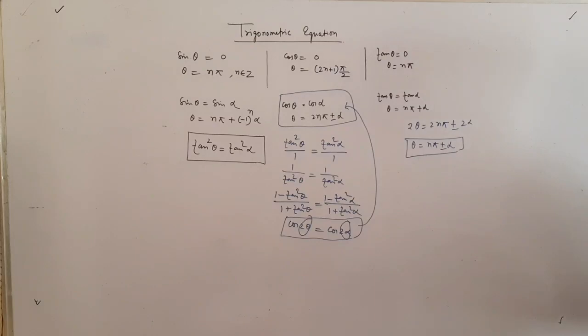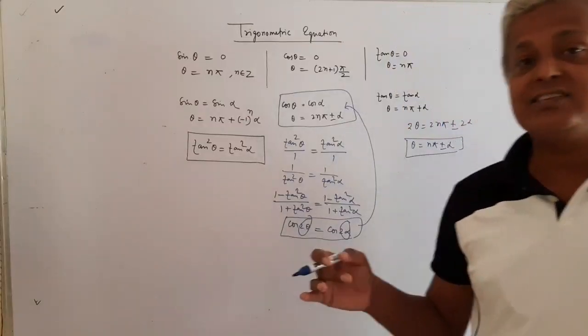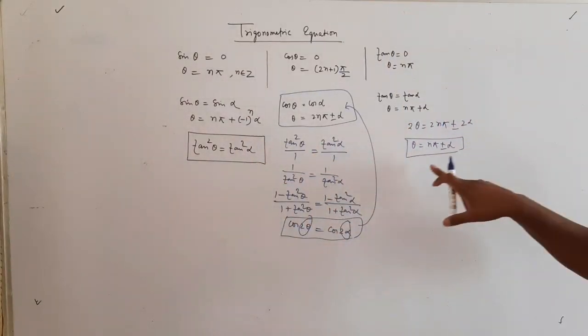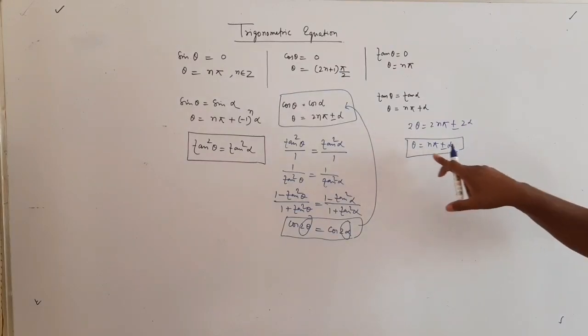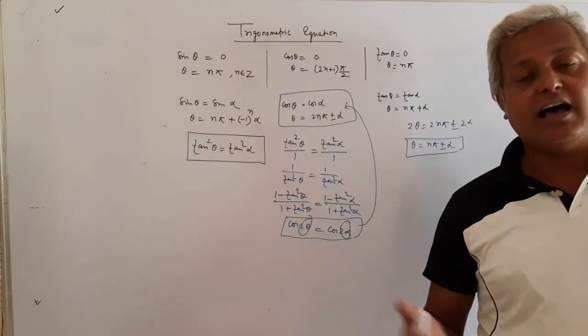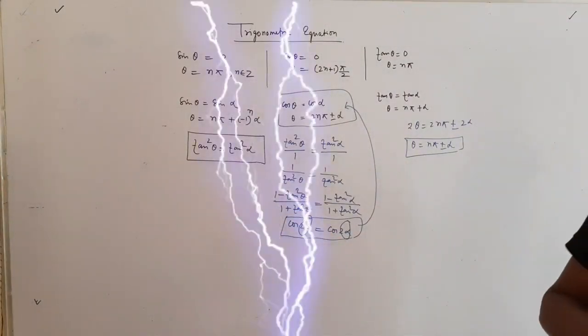So this is how this equation can be solved, that is of the form tan square theta is tan square alpha. In all these three cases, sin square theta is sin square alpha, cos square theta is cos square alpha, and tan square theta is tan square alpha, the final solution is coming in the same form: theta is n pi plus minus alpha. Now I have just one more form.